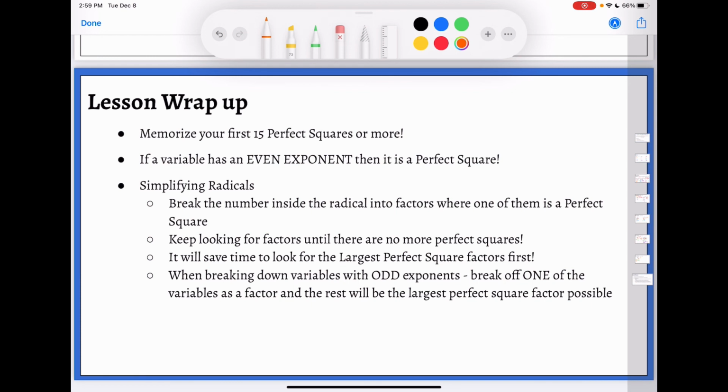If you're trying to simplify a radical that is not a perfect square, break the number inside into its factors where one is a perfect square. Keep looking until there are no more perfect square factors. It'll save time if you look for the largest perfect square factors first. When breaking down variables with odd exponents, remember to take 1 off and all the rest go in your other radical, and that will be the largest perfect square factor possible.